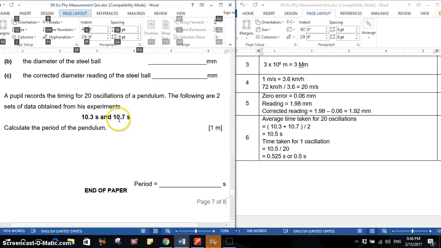A shortcut to this is to add both together and divide by 40 and you will get the period. Alternatively, we can actually find the average of 20 oscillations. Then we take the average divided by 20 to find 1 oscillation. With this, we have ended this paper.